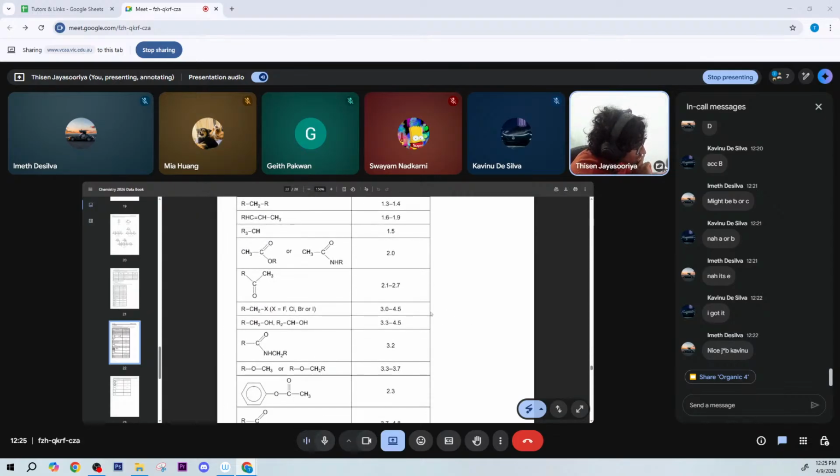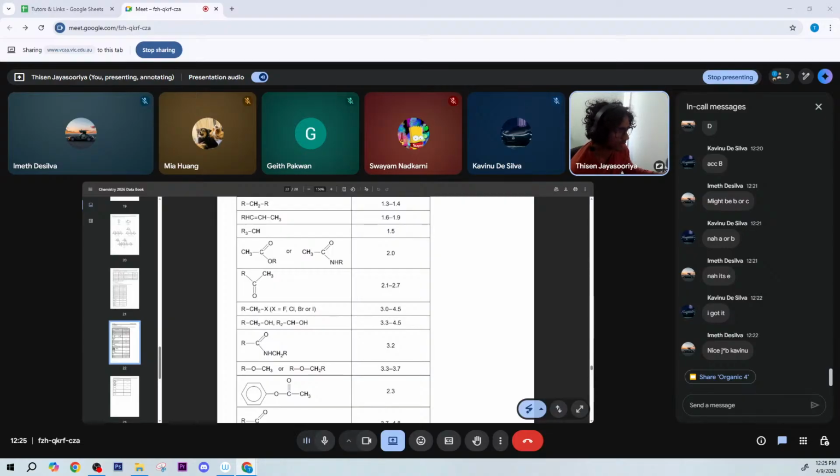What could this one be? C... better. It could be a C... Oh, that's too high. No, it's not, my bad. This one could be an RCH2OH, or yeah, it's that. RCH2OH. Yeah.